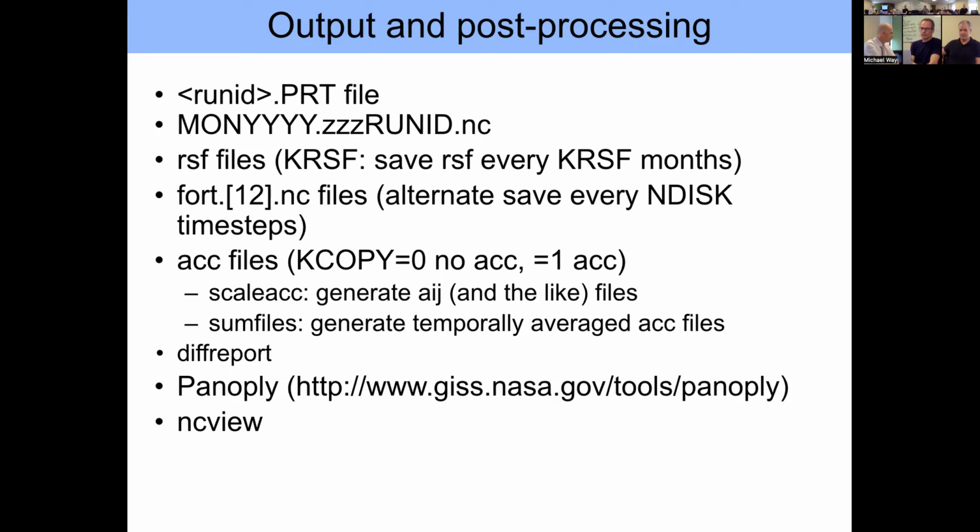First of all, the run ID is what we use again as a shortcut for whatever you name your model simulation. And you will always be getting a file that is called runid.prt. That will be in your output, and it is a very, very long file.